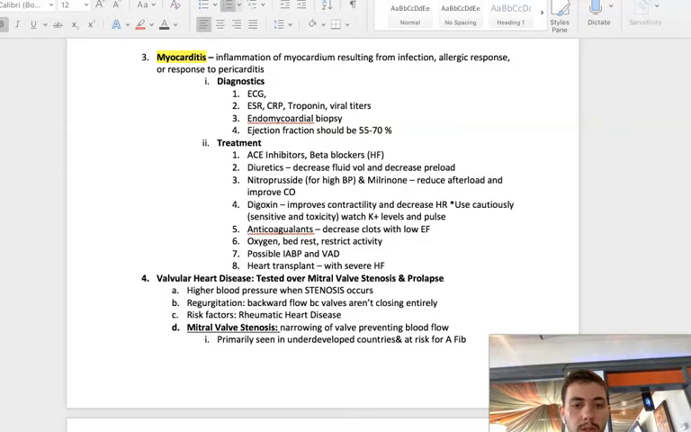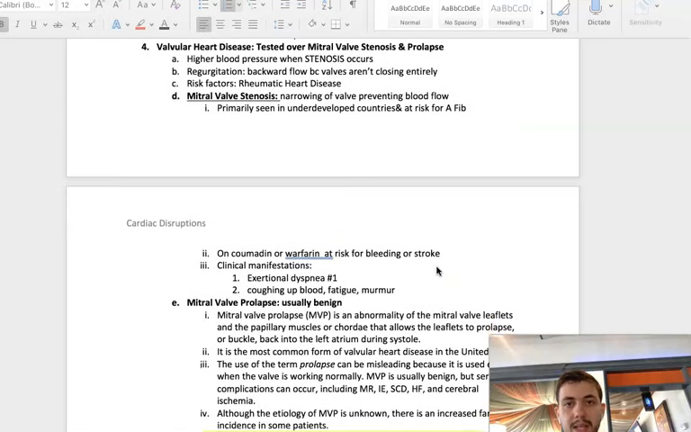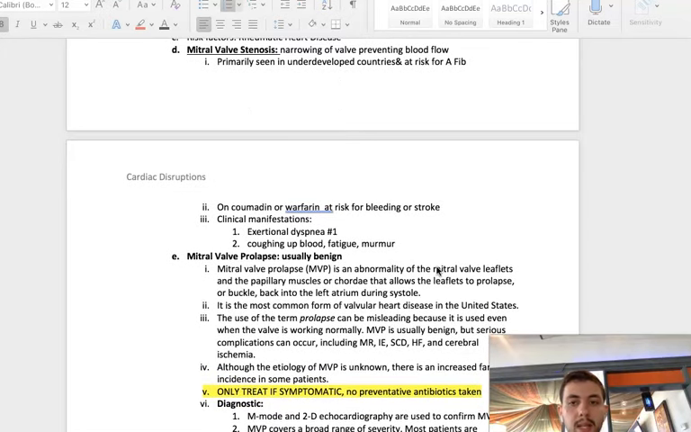And then moving on to the valvular heart diseases, which are basically mitral valve stenosis and prolapse. Mitral valve stenosis is basically narrowing of the valve, preventing blood flow, primarily seen in underdeveloped countries and in those at risk for AFib. People on Coumadin, warfarin, or Lovenox are at risk for bleeding or stroke.